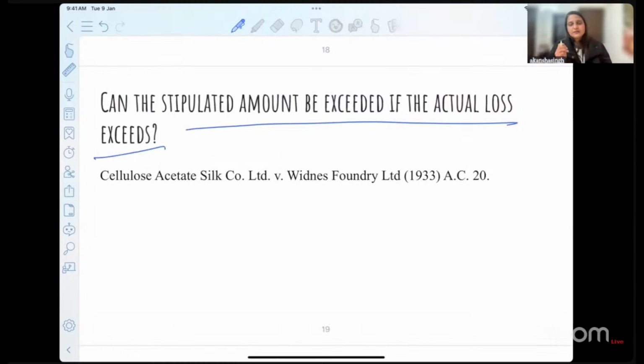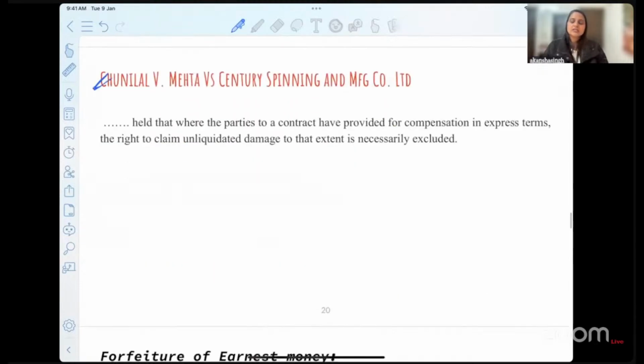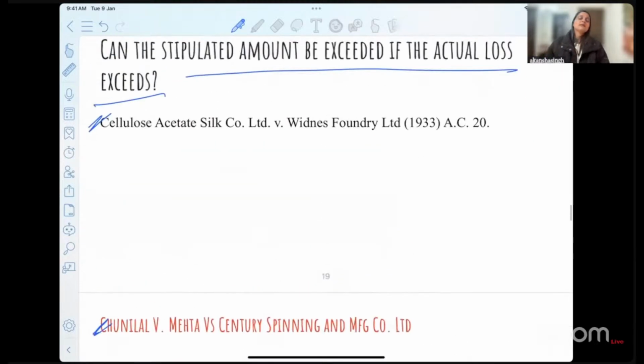Now, next is, can the stipulated amount be exceeded by the actual loss? When we read Section 74, we got clarity that it cannot exceed it, very clearly. Section 74, in its plain meaning, says that it cannot exceed the stipulated amount or the agreed amount. But there are two judgments that we will refer to and discuss. One is this English judgment and the other is this Indian case, wherein the court suggests that you cannot exceed the stated amount of money.